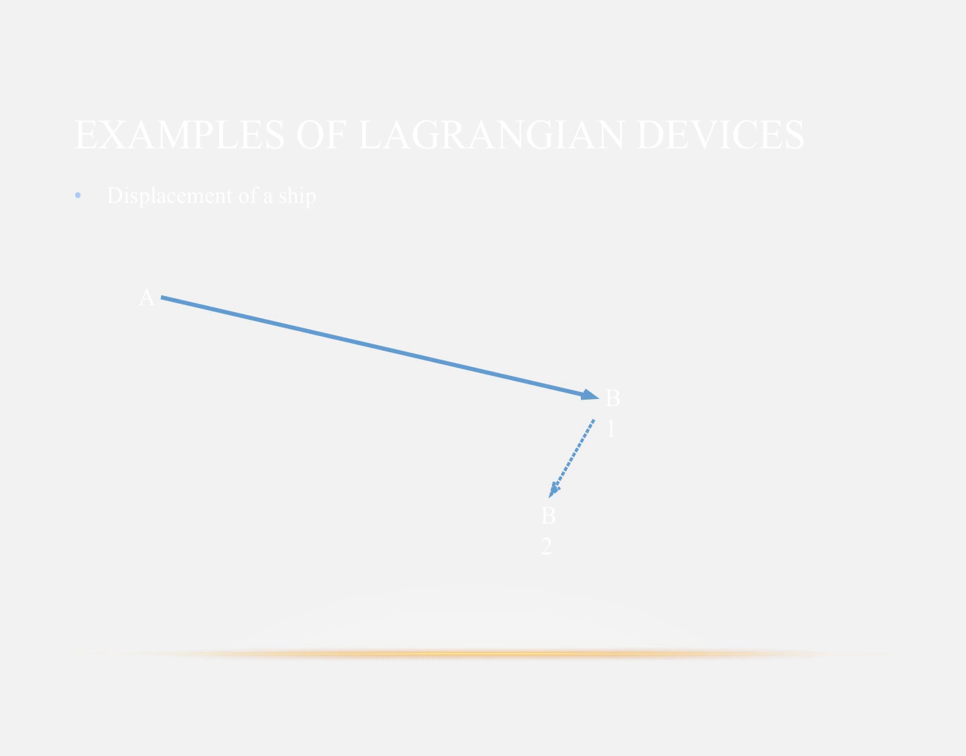Okay. So this is an example of Lagrangian methods. We're going to talk about different ways. This is an interesting one. It's not done all that much, but it's a decent example.